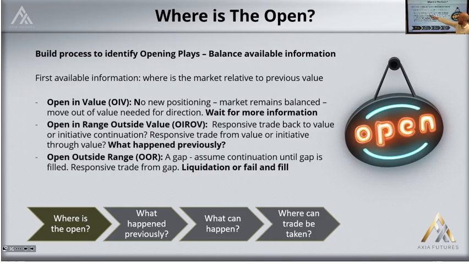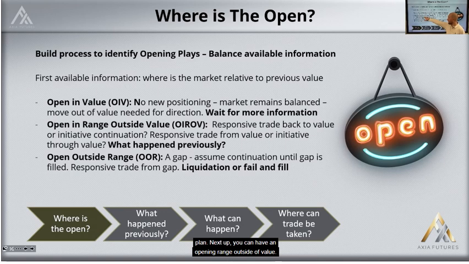If you open inside of value, there's no new positioning. The market is happy where it was within value. So this is telling you that the market remains balanced. And you're not going to get a directional bias, apart from perhaps given by the initial balance, until you get outside of value. And even then, the initial balance is going to have to get you outside of value. So this is a wait for more information. This straight away tells you that trades straight from the open are not a great plan.